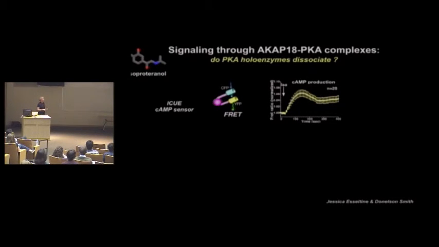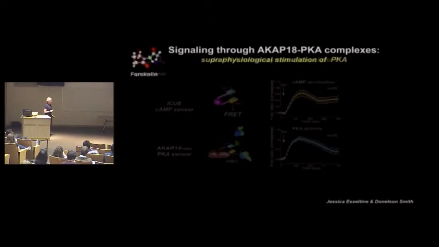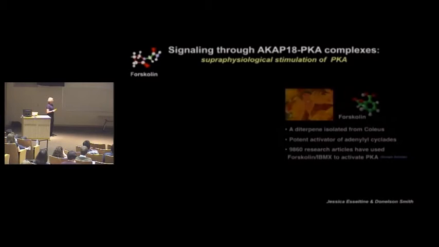Here are the controls. First of all, did we stimulate cyclic AMP? So this is a cyclic AMP sensor that shows with that level of isoproterenol, you're turning on cyclic AMP. And also, again, using isoproterenol under these conditions, we're getting activation of PKA, even though when we use the FRET sensor that looks at the protein-protein interactions, it's remaining as an intact complex. So these are under normal physiological conditions. The complex seems to be staying together.